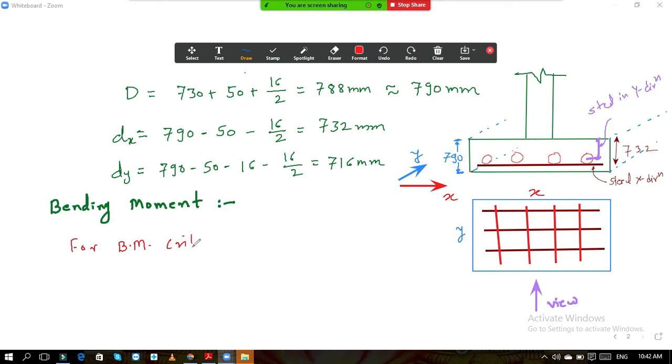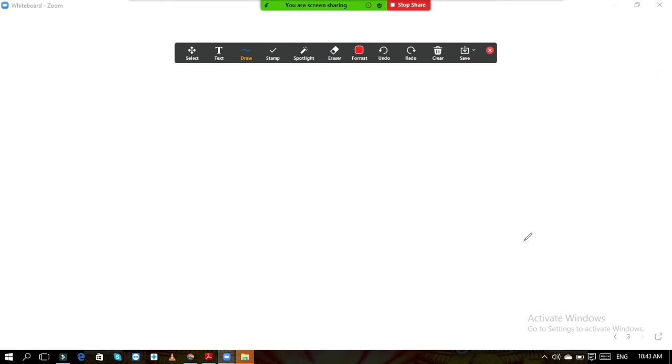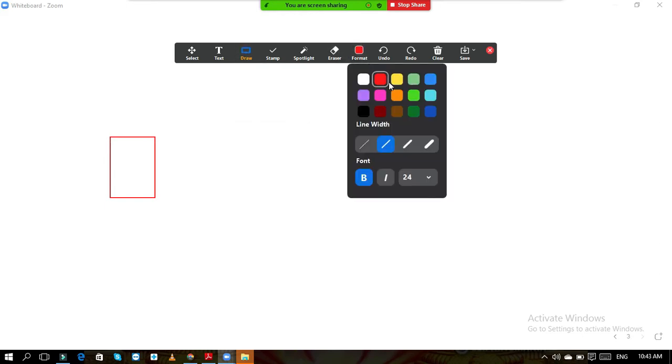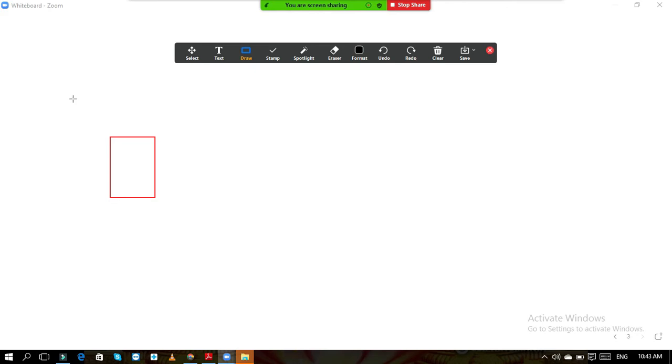the critical section is taken at the face of column. Okay, so now we will draw the diagram. So here, this inside one is your column. Our column is a rectangular column. Outside I will draw the footing. So this is our footing.